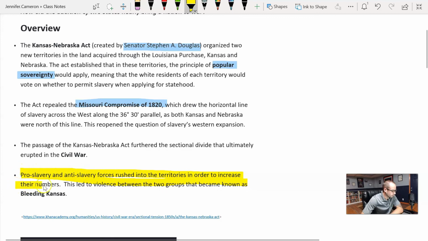That was a highlighter fail right there. Okay, but I'm going to go ahead and highlight it all because it's very important.